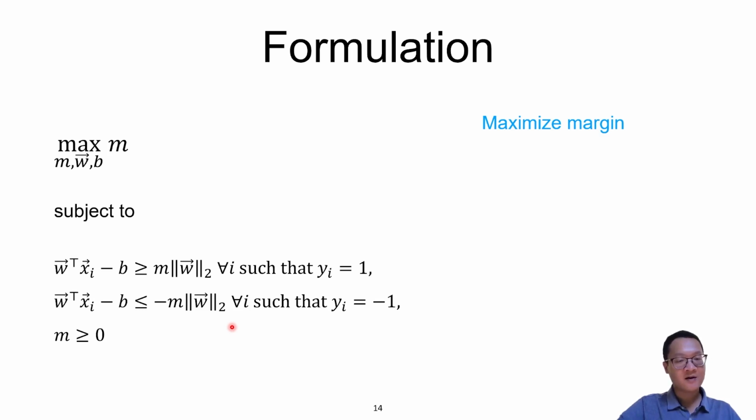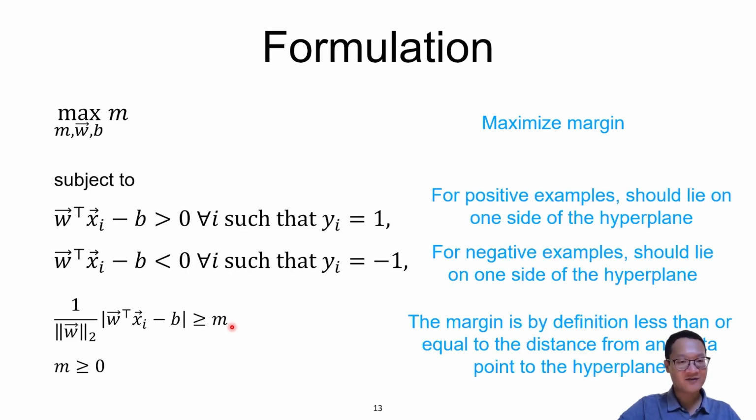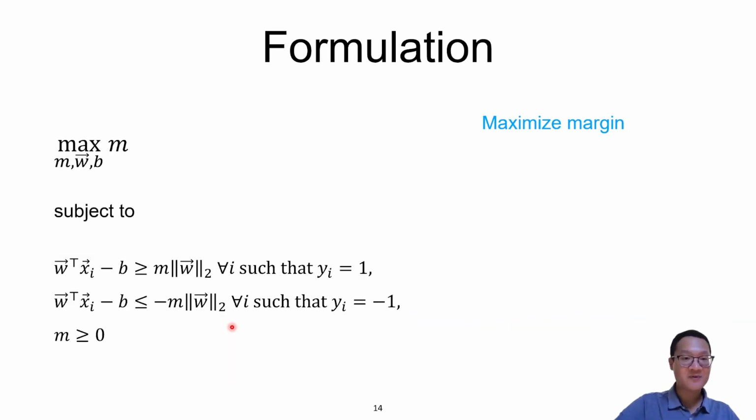Okay, and then eventually after a few steps, everything simplified a little bit and things started to look like this, right? For yi equals 1, so for the positive class, we had that w transpose xi minus b must be greater than or equal to m times the 2 norm of w. And then for the negative class, w transpose xi minus b must be less than or equal to minus m times the 2 norm of w. Right, so that was after a few steps.